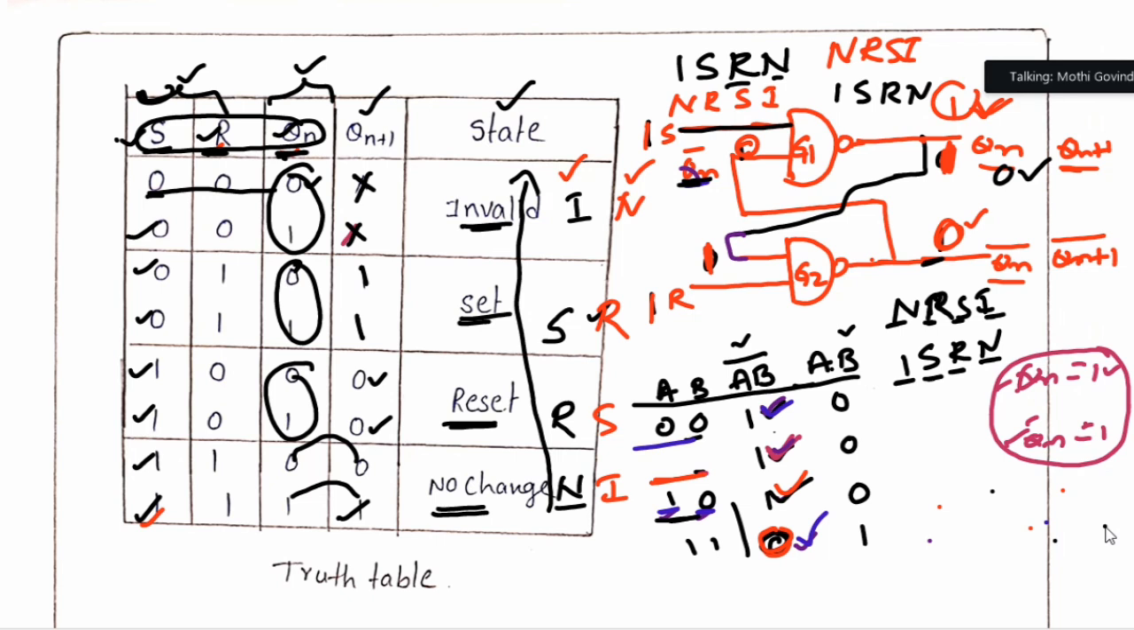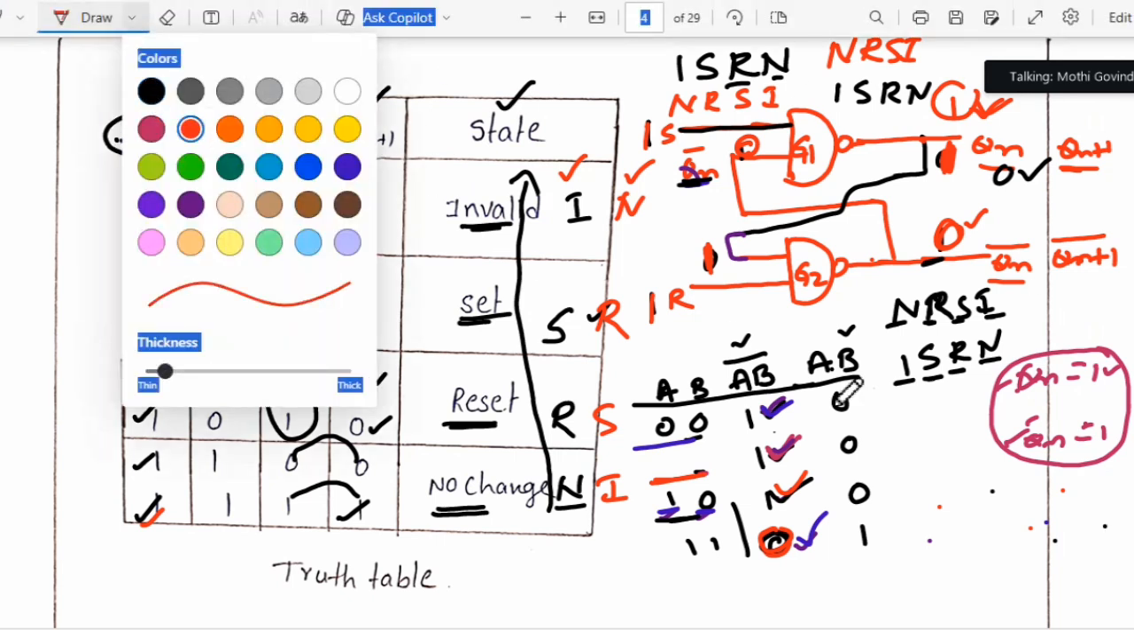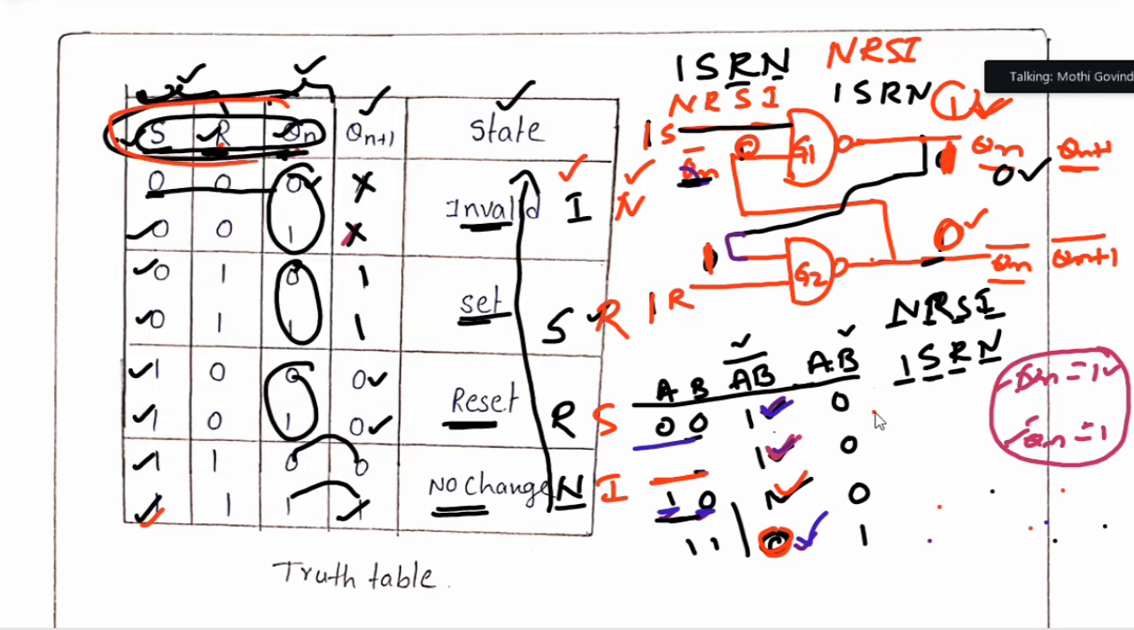They are opposite to each other. First you should remember the three inputs, and after that you should come here and remember ISRN for the SR latch using NAND, and NRSI for the SR latch using NOR. For invalid, write XX; for set, write 1 1; for reset, write 0 0; for no change, the previous state and present state are both the same. That is the SR latch using NAND, and the opposite is NOR. N means no change, R means reset, S means set, I means invalid.